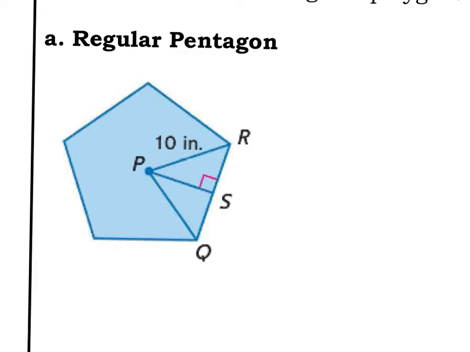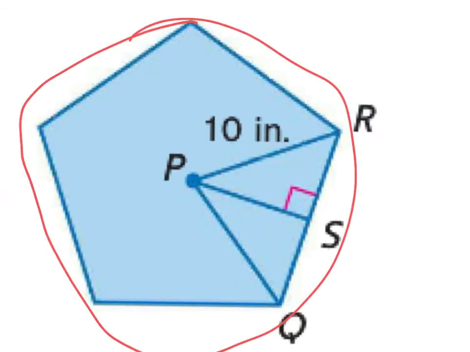For this first example, I'm going to be finding the area of a regular pentagon, a pentagon being a five-sided polygon. We're given that PR is 10. PR is not the apothem. Remember, the apothem would be PS. So 10 is actually a radius, because if you were to circumscribe a circle around it, PR would be a radius. I'm just trying to tell you that this is not the apothem. If we're going to figure out our area, we need to figure out our apothem, and then we need to figure out our side length.